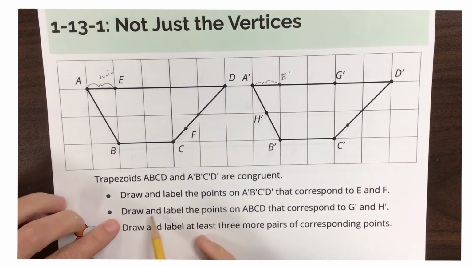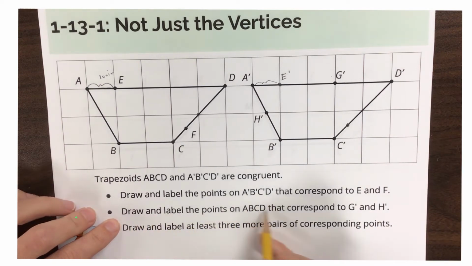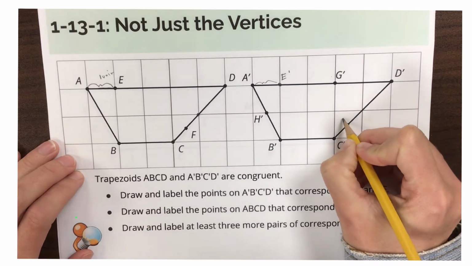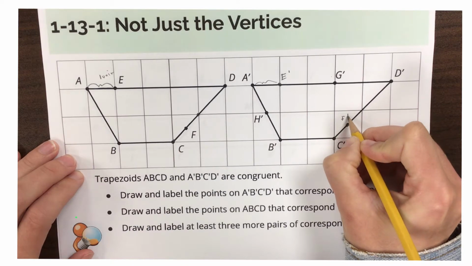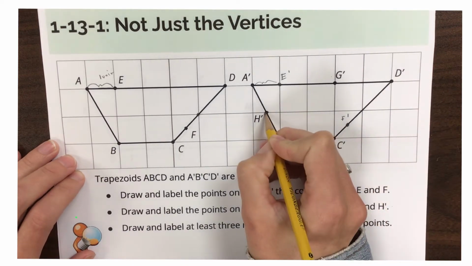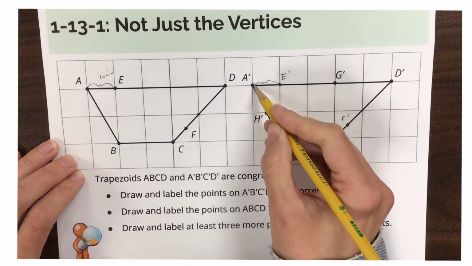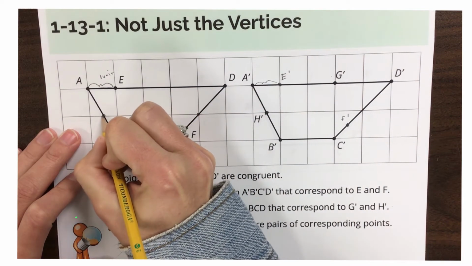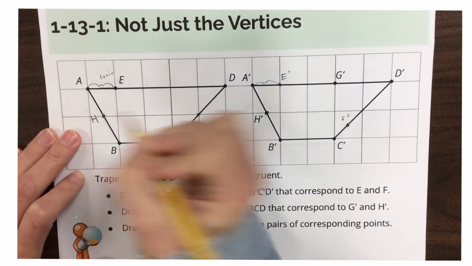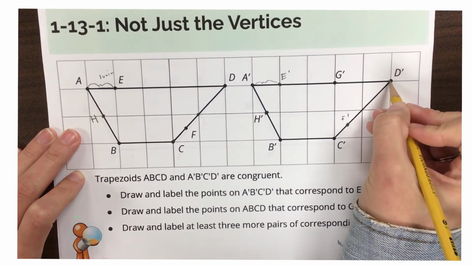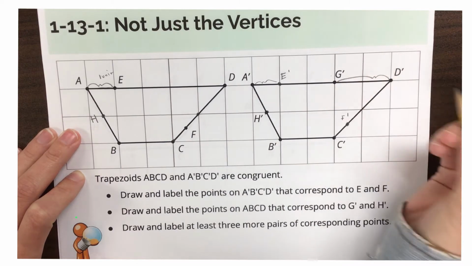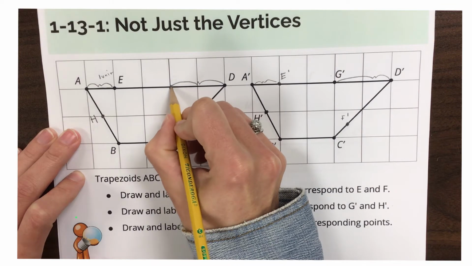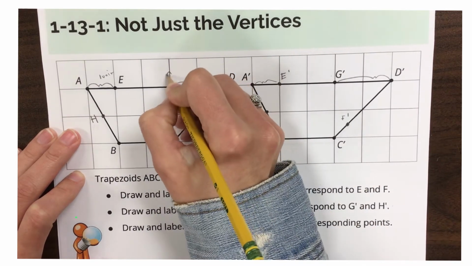In the next one it says draw and label the points on A, B, C, D that correspond to G prime and H. So, and I forgot to label this one our F prime here. Okay, and now we're looking at H prime. You can see that H prime is directly between A prime and B prime, which means where that line intersects, we're also going to draw an H over here. G prime is 2 units from D prime, so we're going to go ahead and find 2 units from D, and that would be our G.